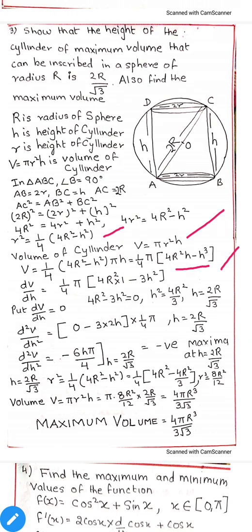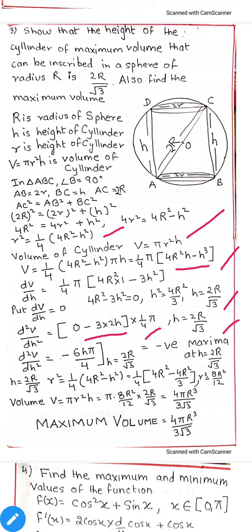Put dV by dh equal to 0, we get 4R square minus 3h square equal to 0. That is h square is equal to 4R square upon 3. H is 2R upon root 3. Differentiate again to check whether there is maxima or minima at h is equal to 2R upon root 3. d2V by dh square is 0 minus 3 into 2h into pi upon 4. We are differentiating dV by dh again. For h is equal to 2R upon root 3, we will find that the value is negative, that is maxima at h is equal to 2R upon root 3.